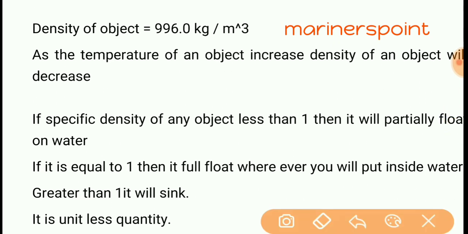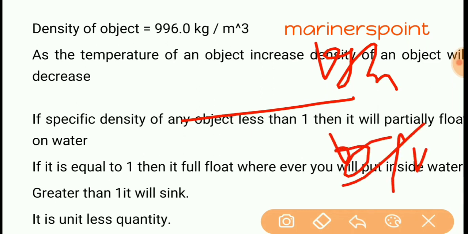What is the unit of specific gravity or relative density? We will say it is a unitless quantity. Why? Because we are dividing the density of two objects. Kg per meter cube divided by kg per meter cube, so the units cancel.